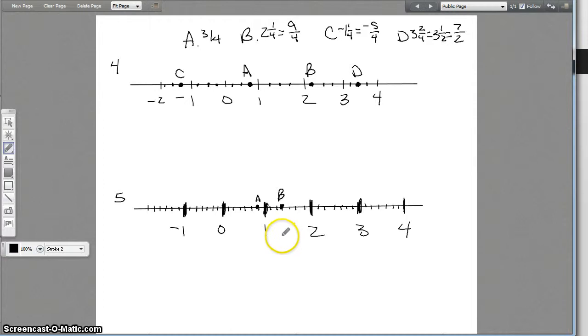Now point C is 17/7. Well, how many wholes are in 17/7? So remember, when I jump from 0 to 1, that's 7 little tick marks, so that's 7/7. I jump over to 2, that's 14/7. And now I can go 15, 16, 17/7. So that's where my point C is. 17/7 is the same as 2 and 3/7.